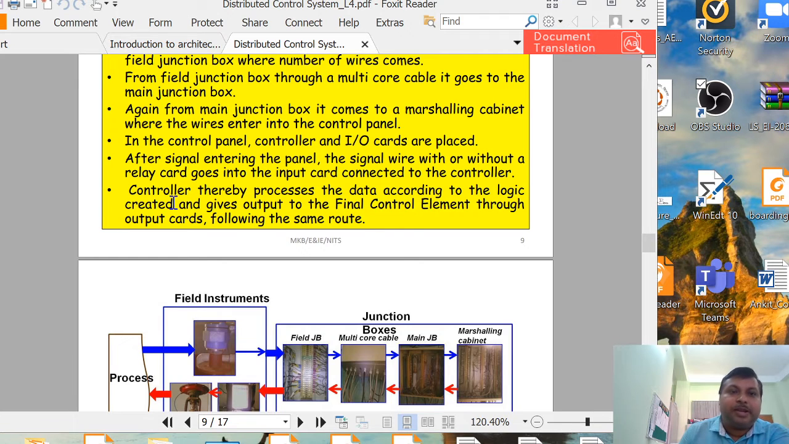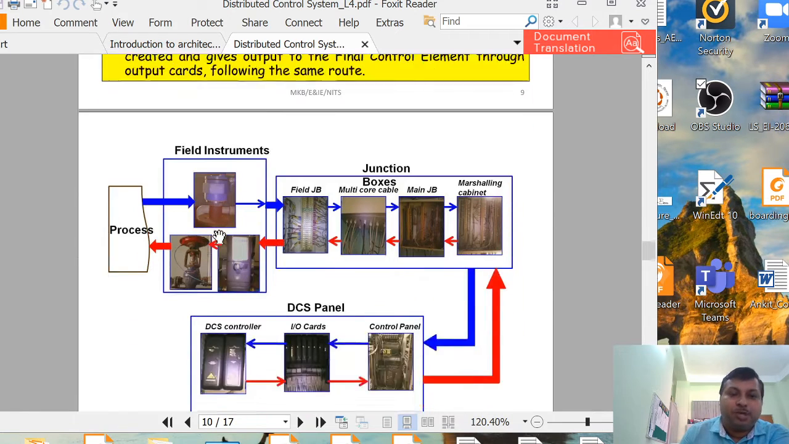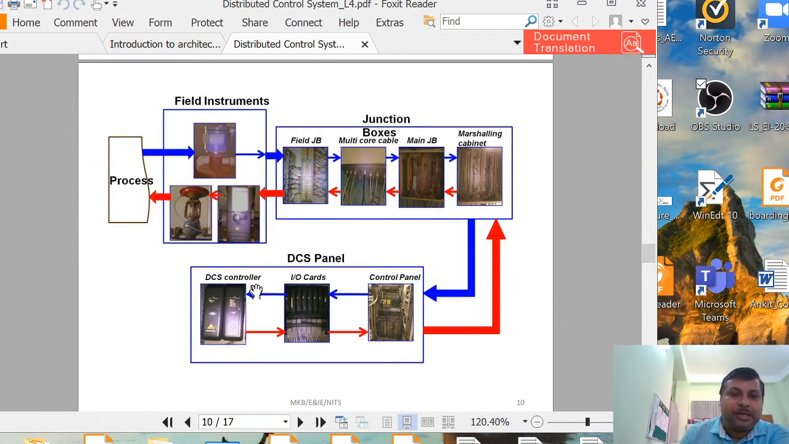Now the controller processes the data according to the logic created and gives output to the final control element through output cards following the same route. So whatever data is given to the controller, and we have written some program inside the controller, based on this data the controller is updated and a control signal is generated, and the same path it flows and comes to the process.